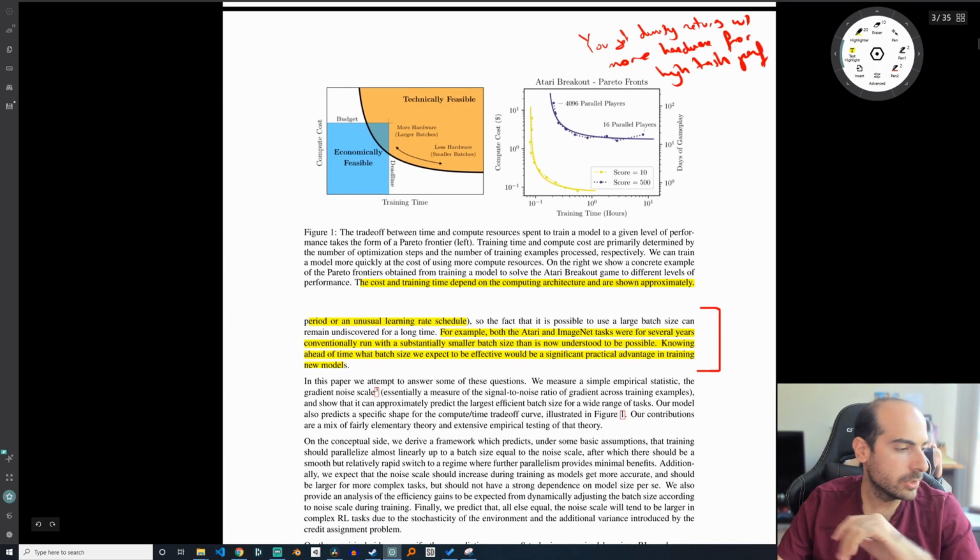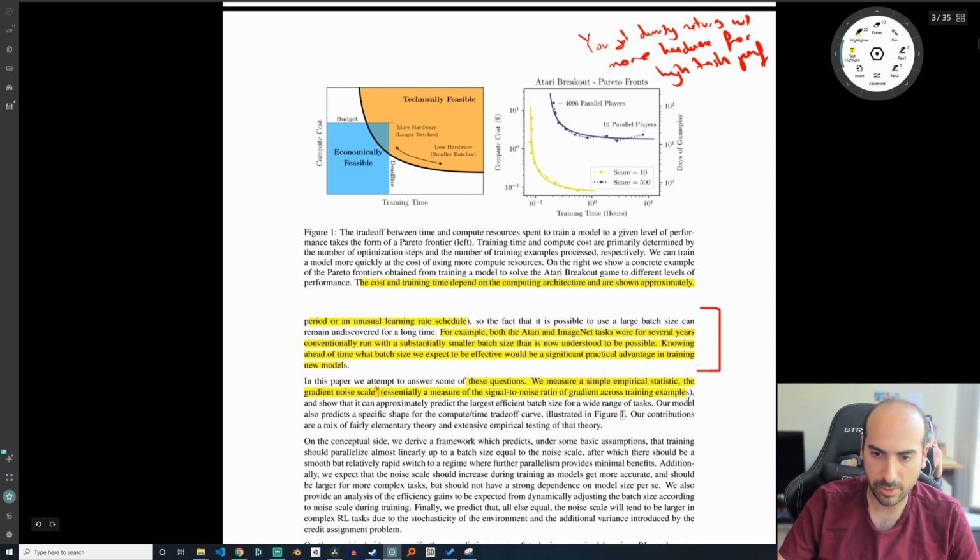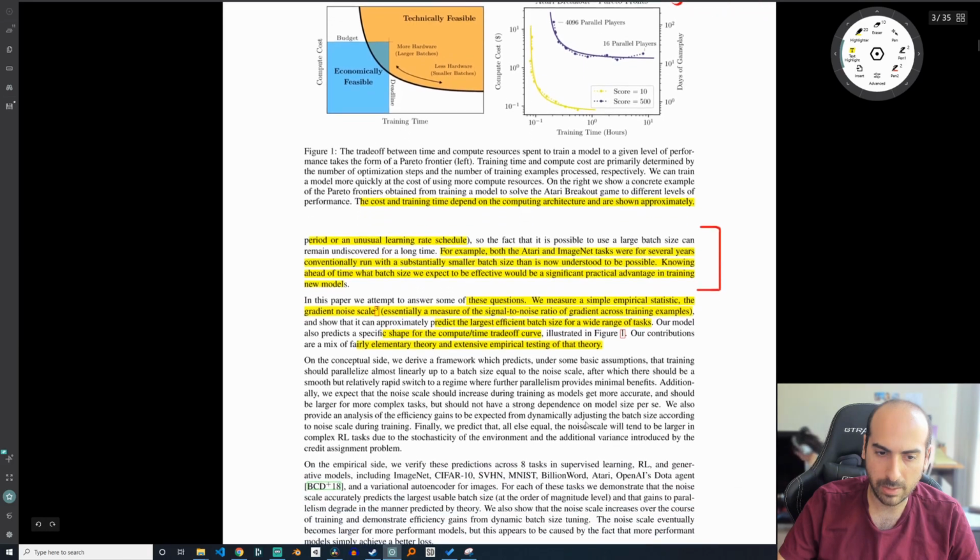All right, very cool. I think this chart alone looks like it's going to summarize a lot of ideas from this paper. So they attempt to answer some of these questions, and they measure a simple empirical statistic, the gradient noise scale, essentially a measure of signal to noise ratio of gradients across training examples, and show that it can approximately predict the largest efficient batch size for a wide range of tasks. Our model also predicts a specific shape for the compute time trade-off, illustrated by figure 1, and our contributions are a mix of fairly elementary theory and extensive empirical testing of that theory.